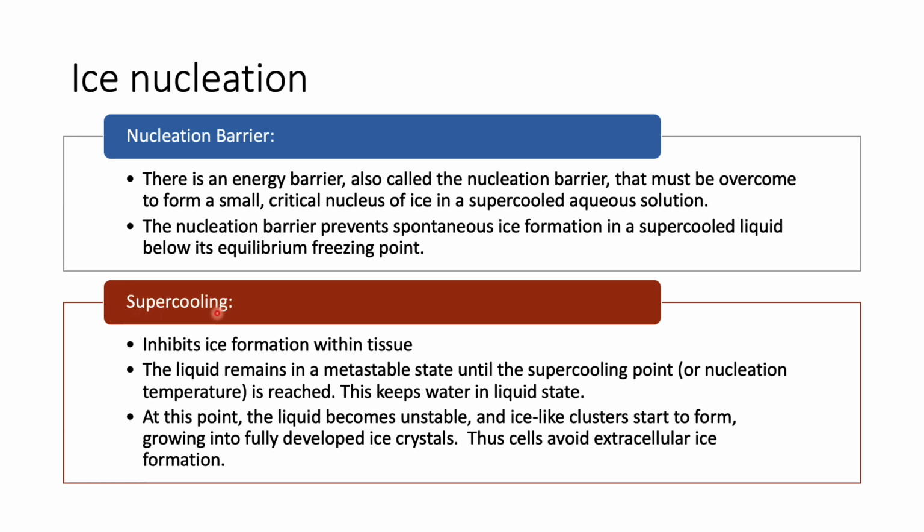Let us look at the supercooling. Supercooling inhibits ice formation within the tissue. The liquid remains in a metastable state until the supercooling point, or the nucleation temperature, is reached. This keeps the water in the liquid state. At this point, the liquid becomes unstable and the ice-like clusters start to form, growing into fully developed ice crystals. So the cell avoids extracellular ice formation.